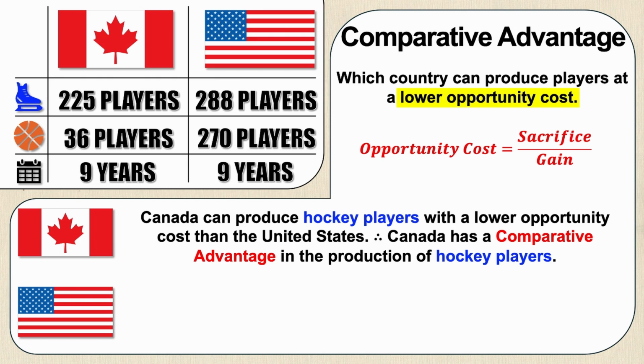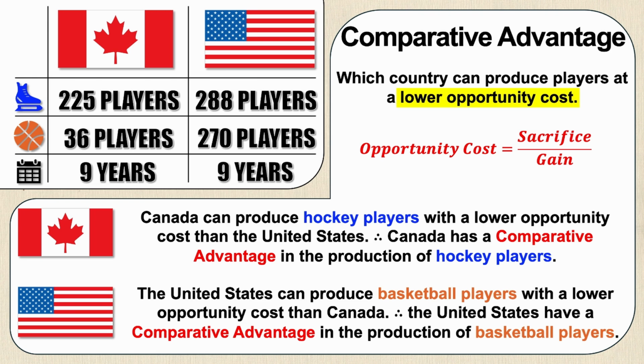than the United States. Therefore, Canada has a comparative advantage in the production of hockey players. On the other hand, the United States can produce basketball players with a lower opportunity cost than Canada. Therefore, the United States has a comparative advantage in the production of basketball players.